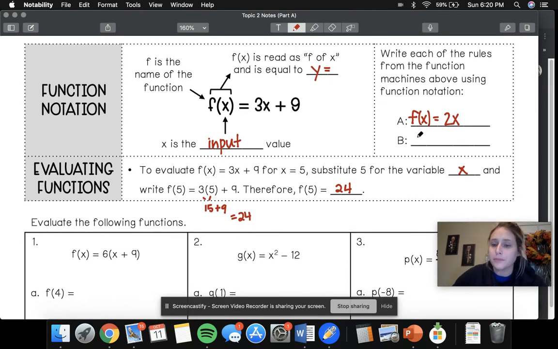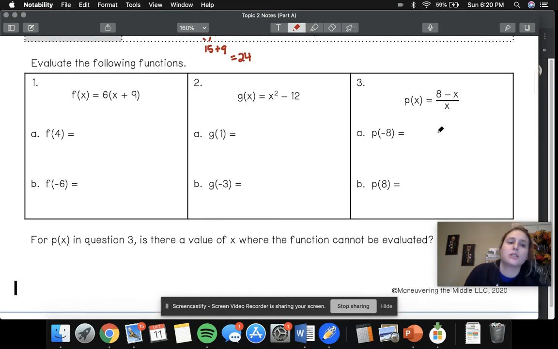For b, to get our output, f of x, it is equal to taking our input, squaring it, and adding 1. So here's our rule. This is what we would put into the function, and then this is where we put what we get out.